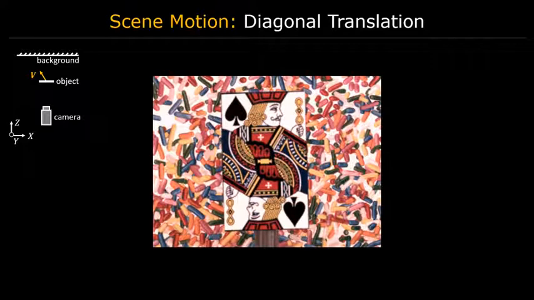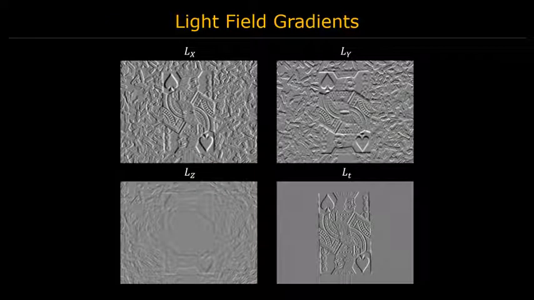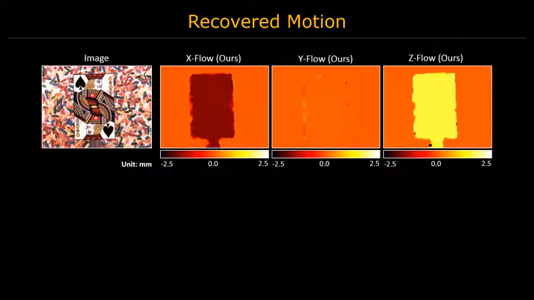Scene motion consists of the card moving diagonally in the XZ plane by 2.4 mm. The light field gradients are computed by a Gaussian filter combined with a finite difference filter. Our method can recover the scene motion with sub-millimeter precision along all 3 axes, as shown in the figure.